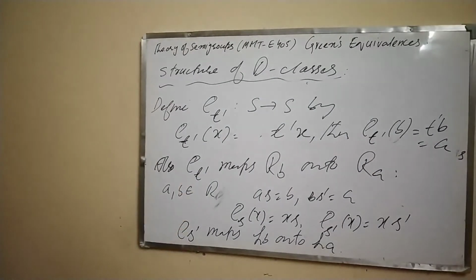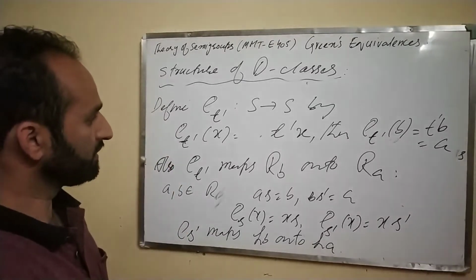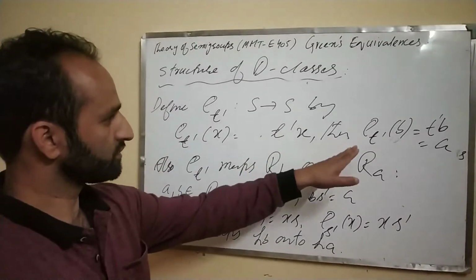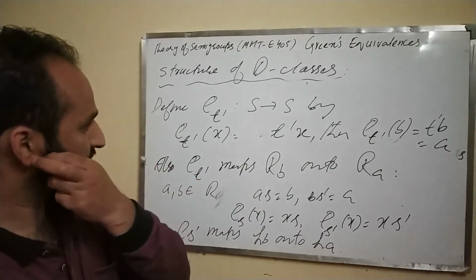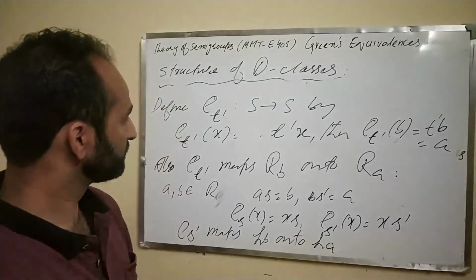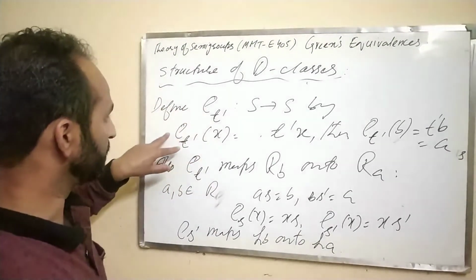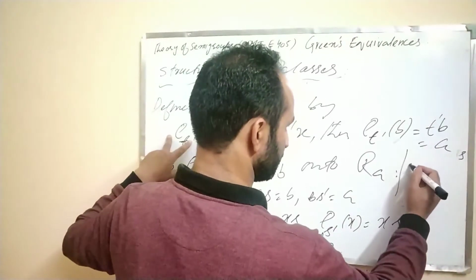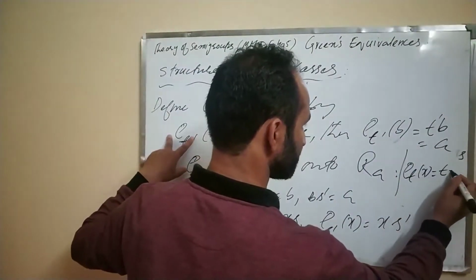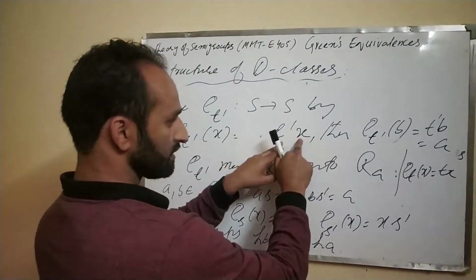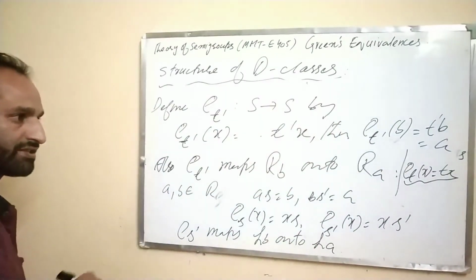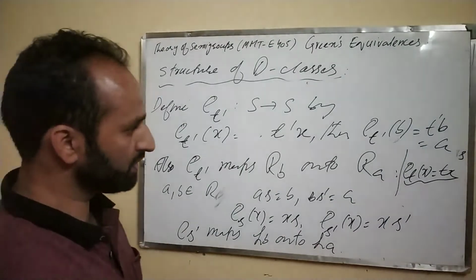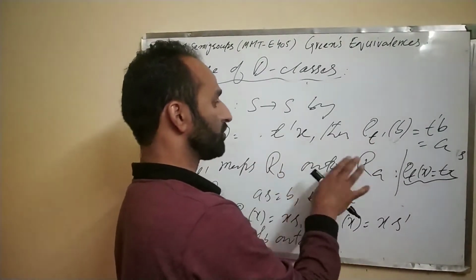Okay, it's to develop that map. So whenever two elements A and B are L related, then this rho T dash, which is defined by rho T dash of X is equal to T dash of X, maps RB onto RA. And if you define rho T of X is equal to TX, then this is also a left translation. It will map RA onto RB, and rho T dash will map RB onto RA.